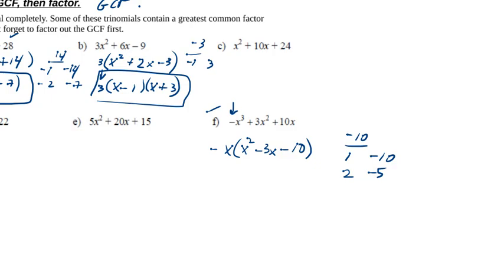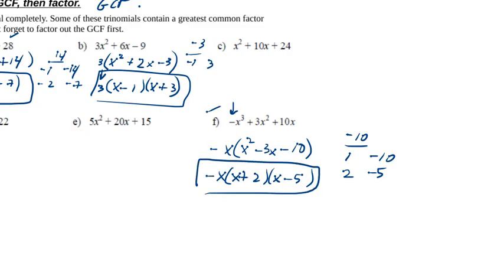So there you go. We just split up our x like that, and you got plus 2 and minus 5. And don't forget, negative x needs to come down in front. Okay, so next page. We may or may not do these.